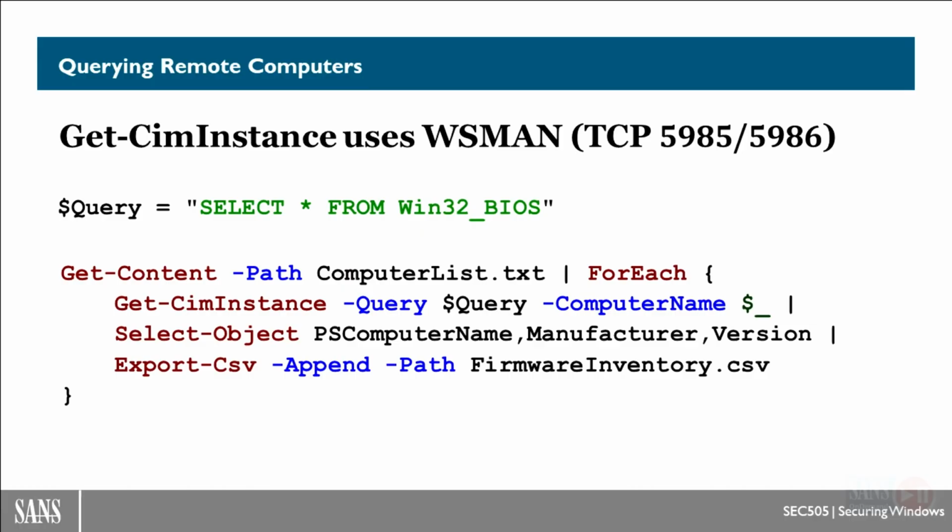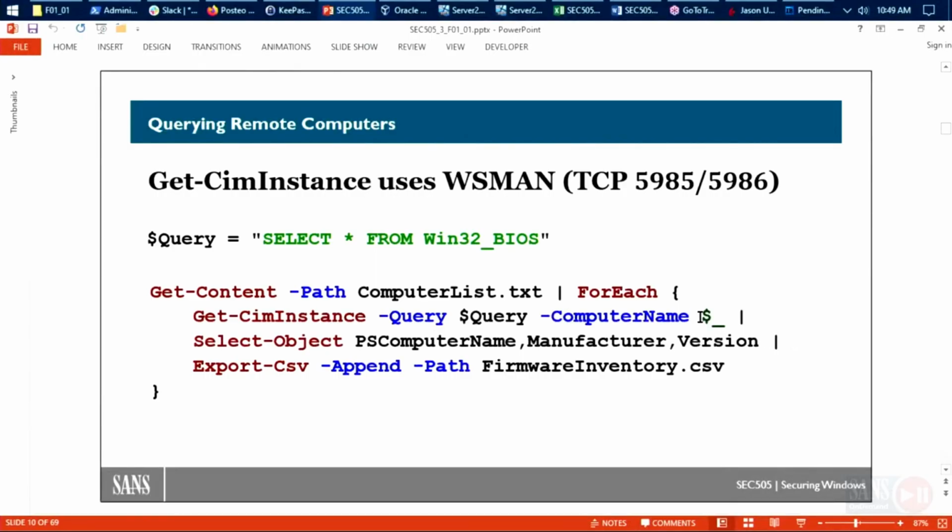As we talked about earlier this week, when you run Get-Content and you get the contents of a text file, each line is piped into the next command. And in this case, we're piping it into ForEach. And recall from a few days ago that anything you pipe into ForEach goes into the special variable, $_. So what are we doing? For each computer name, we query that remote machine. So we're passing in the query in this case as a variable, and we're passing in the computer name as an argument to the ComputerName parameter.